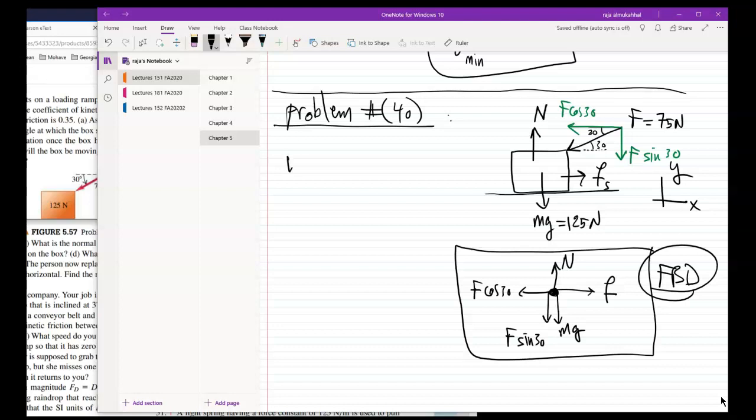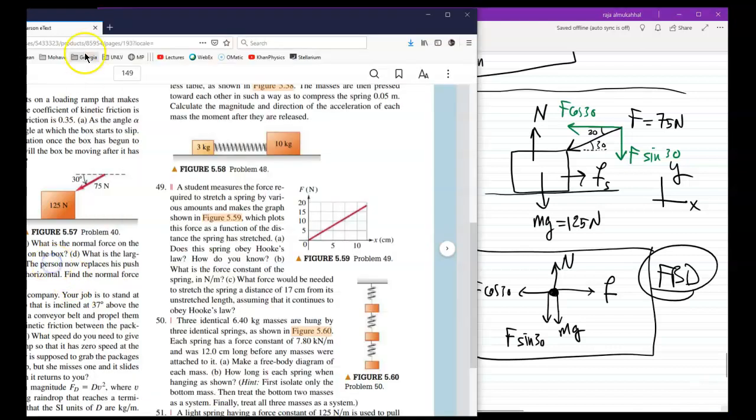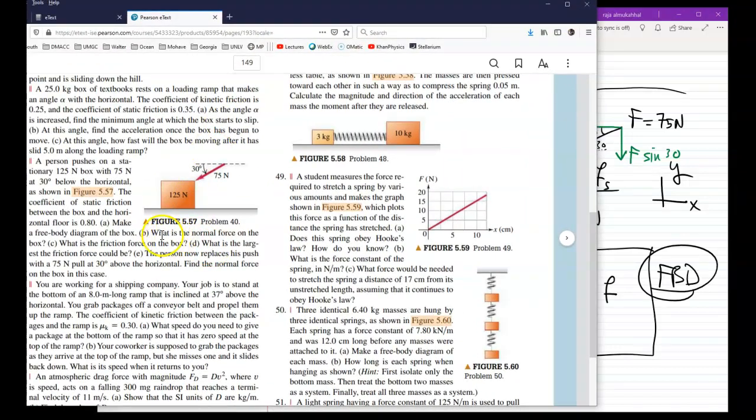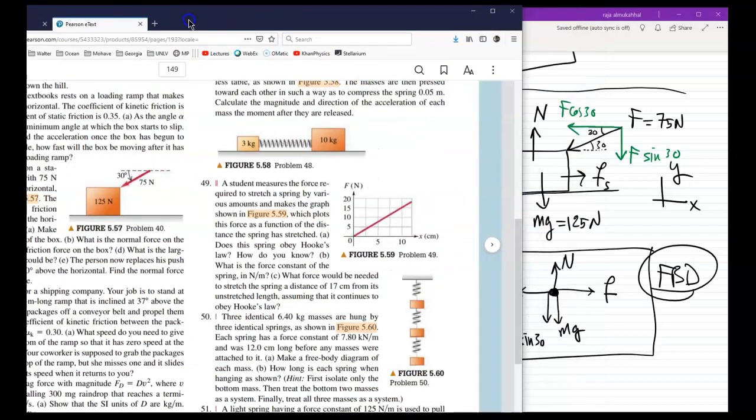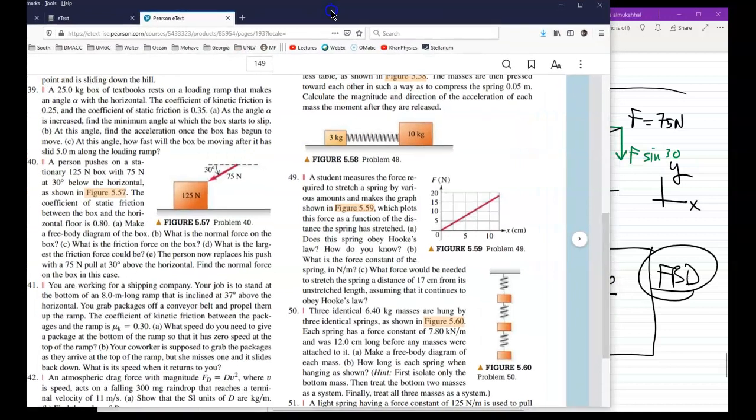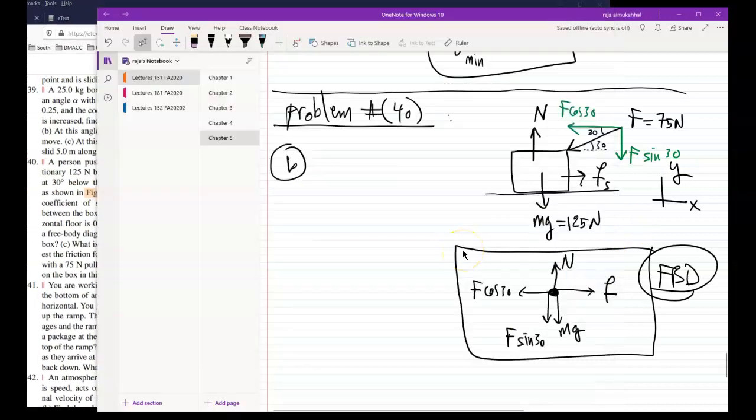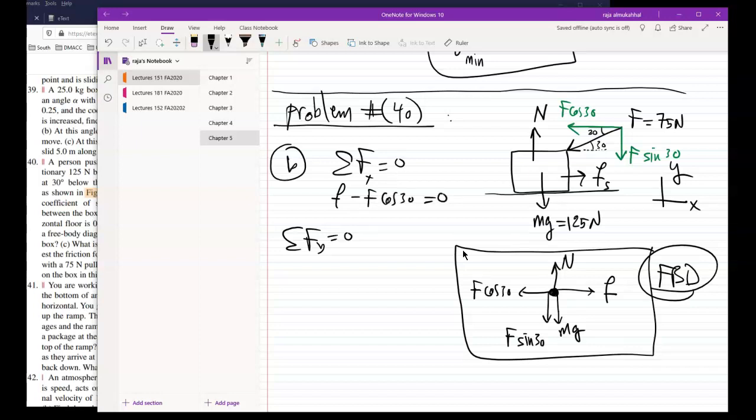This is part A. So part B, he says, what's the normal force on the box? All right. I'll just keep it here. Let me put in my equations of motion. So I have here sigma forces in the x direction equals 0. And then sigma force in the y direction equals 0. Okay, what are the forces here in the x direction? I have two of them, right? So the friction minus F cosine 30 equals 0. And I'm pretty much done.